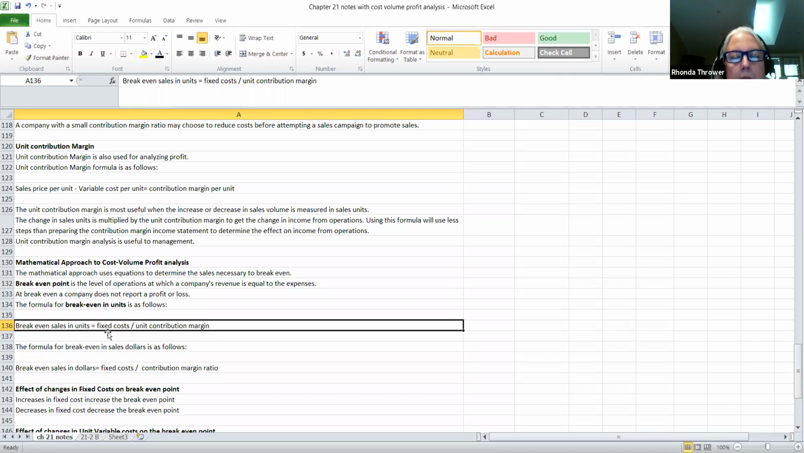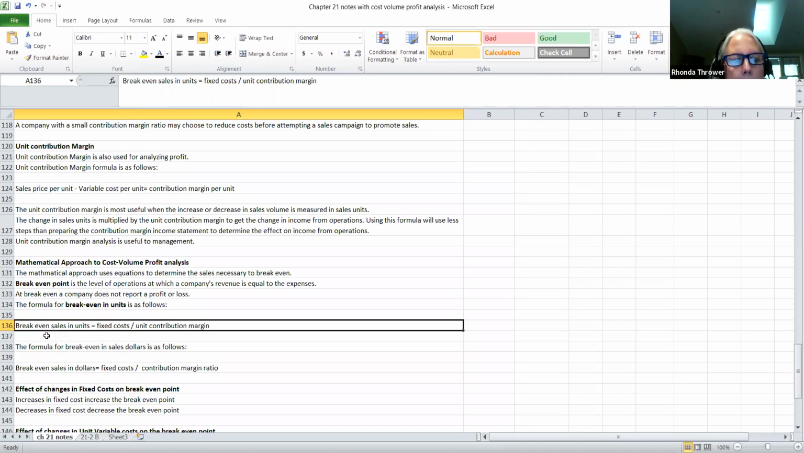And we're going to use this formula in one of your homework problems that you're going to have to do in this chapter. And I'm going to do an example of a homework problem that uses the break-even sales in units so that you can see how to do this. I just mainly wanted you to be aware of there's formulas that you're going to have to learn in this chapter, and I want to emphasize these formulas with you.